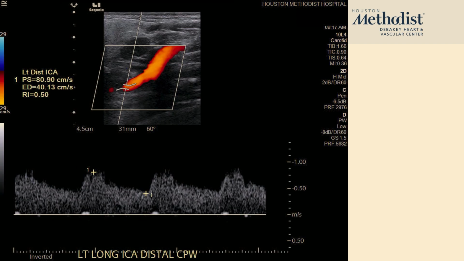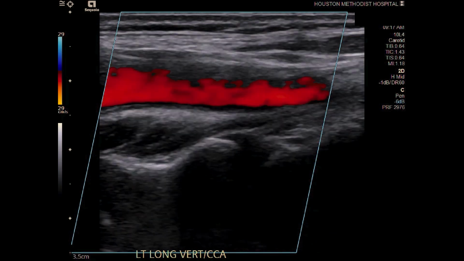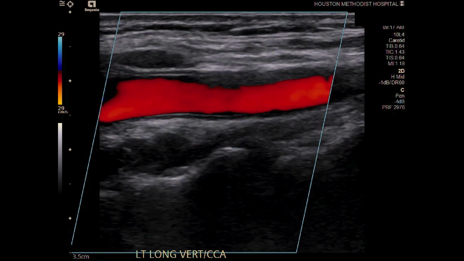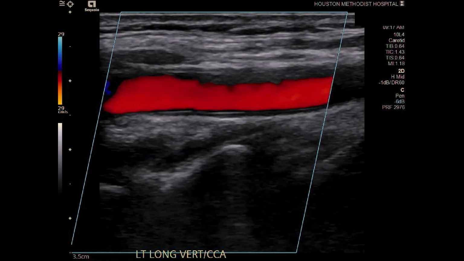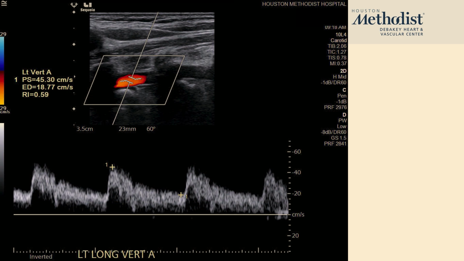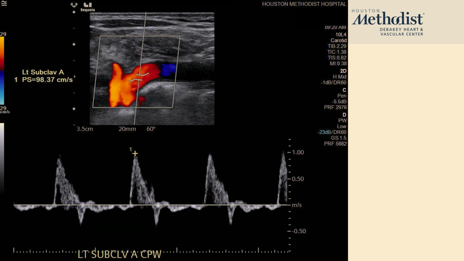Distal ICA 81/40. Here's the vertebral again, same direction with the carotid, same color box, so we did not flip the color box. And the vertebral flow is a nice low resistance. And the subclavian is again under 200. Actually, nicely, you can see the vertebral origin right there. And it's a triphasic waveform.